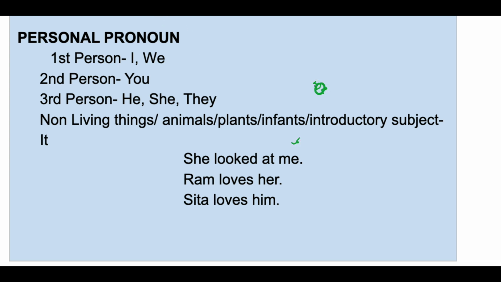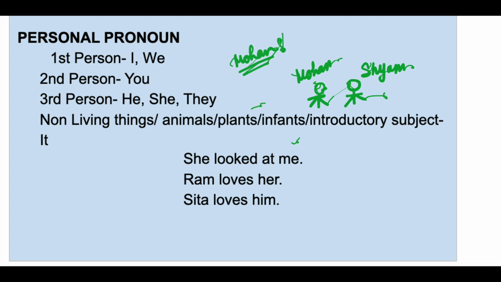Look at this example. This is Mohan and this is Shyam. Okay. Now Mohan is making a conversation. Mohan is saying something. Now Mohan, when talks about himself, Mohan will say I. Okay. When Mohan talks about Mohan and Shyam together, he will say we. Okay. Now I and we are first person.